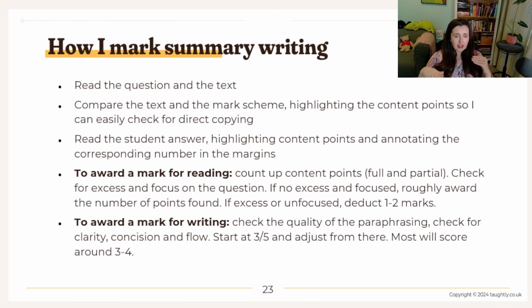I usually start at 3 out of 5 and adjust from there, right? So if you're not super clear, I sometimes don't know what you mean, you're copying quite a lot, I'd move you down to 2, maybe even 1. If you're doing even better than that, then I'm going to move you up to 4 or 5. Most students will probably score around 3 to 4. At least the students that I typically teach would usually score 3 or 4 out of 5 for writing.